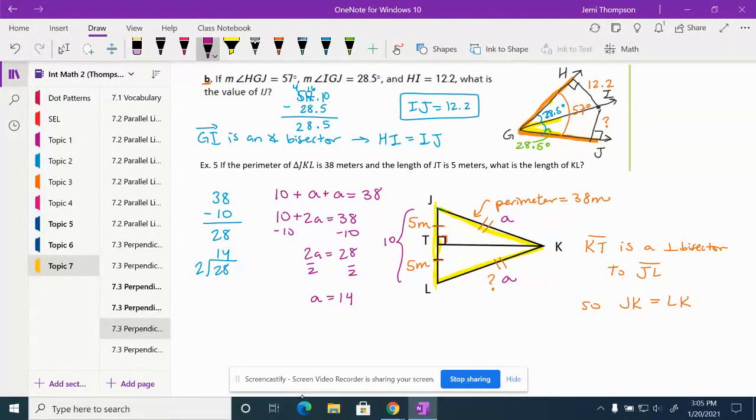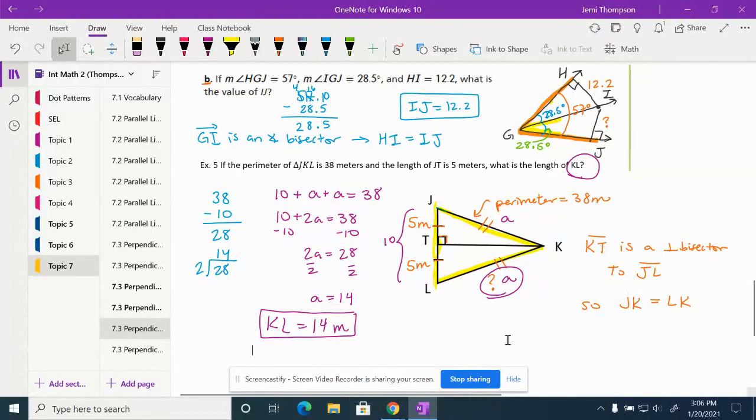So A is 14. Let's see, go back to my question. What is KL? So KL is just going to be 14, and my units are meters. In the Savas homework, if you were to leave off the units and they are provided for you, then you would not get that correct. All right.